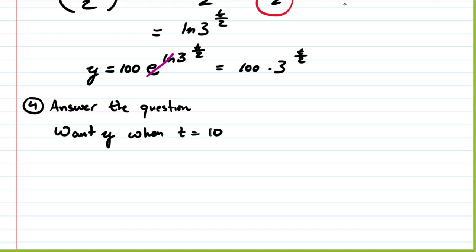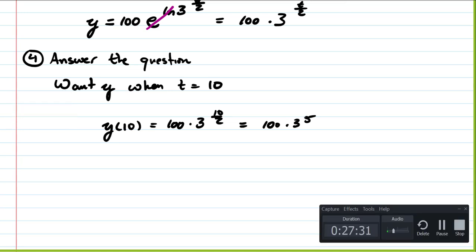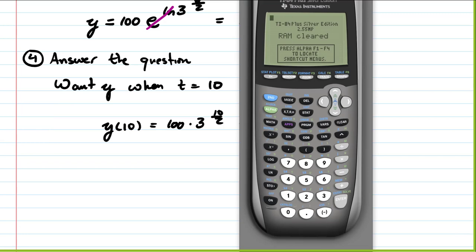So they could have said something like, well, when will the population be 5,000? So they give you a population and then ask how long it is going to take to grow to that amount. All right, so this one we just put in 10. So y of 10 is going to be 100 times 3 to the 10 over 2, so 100 times 3 to the 5th power. From here we just grab our calculator: 100 times 3 raised to the 5th power gives us 24,300.